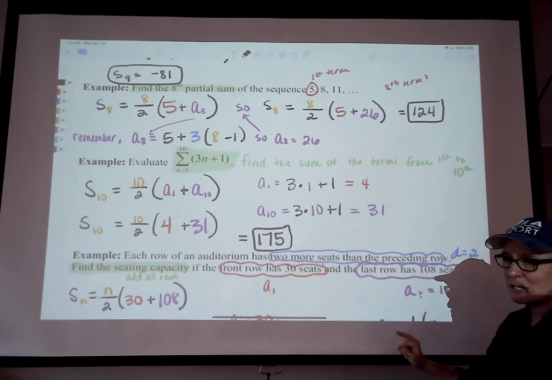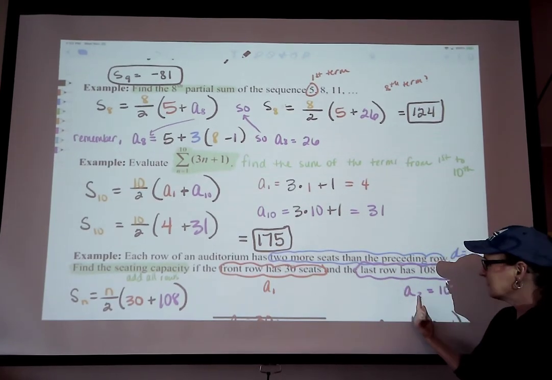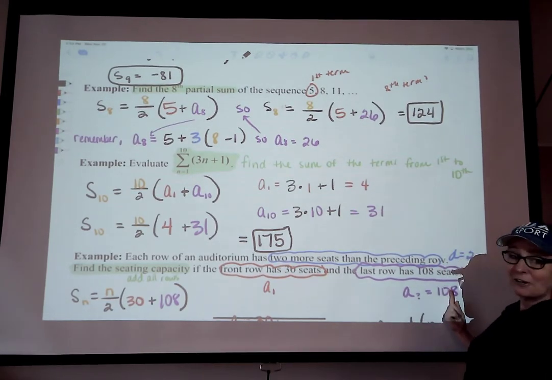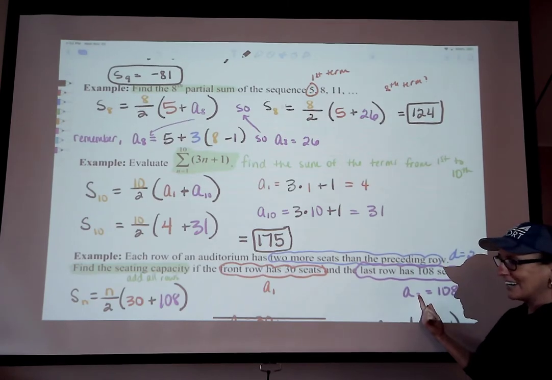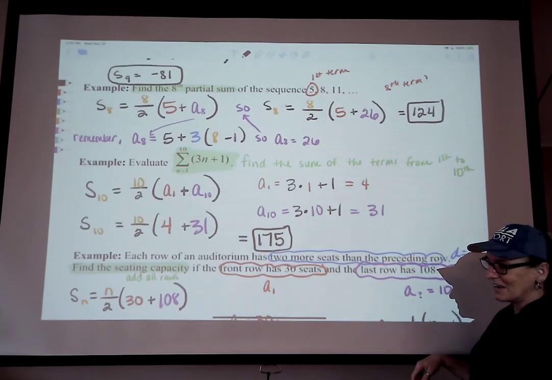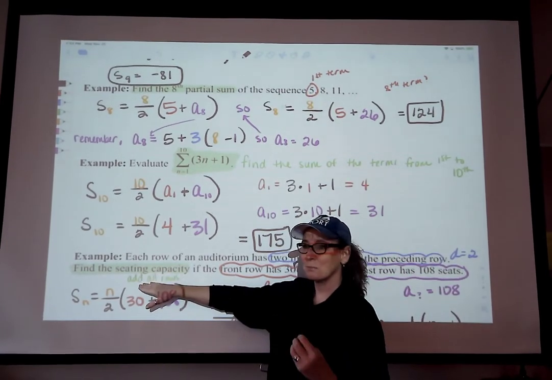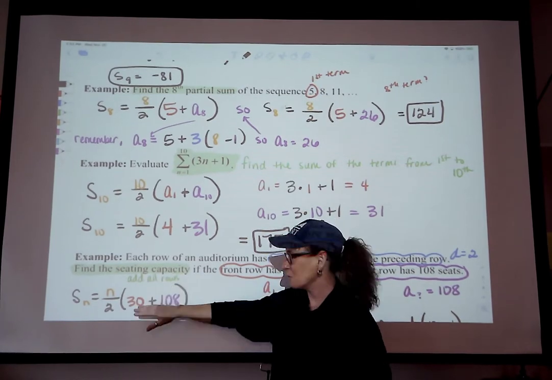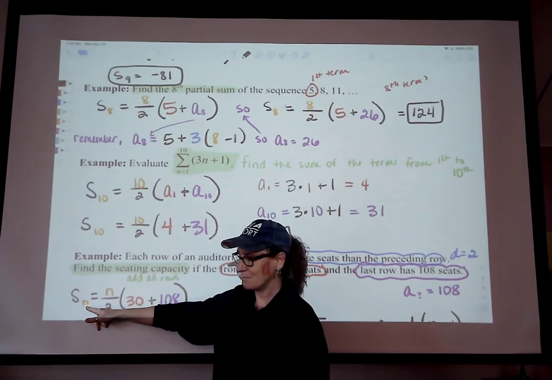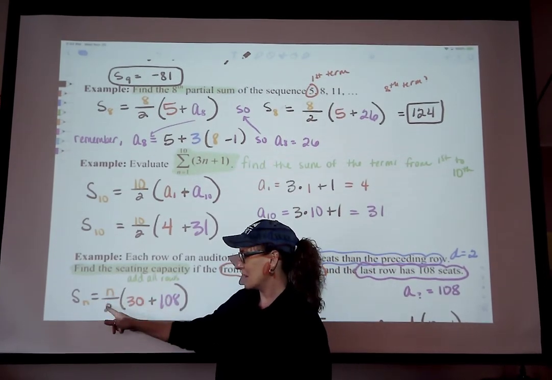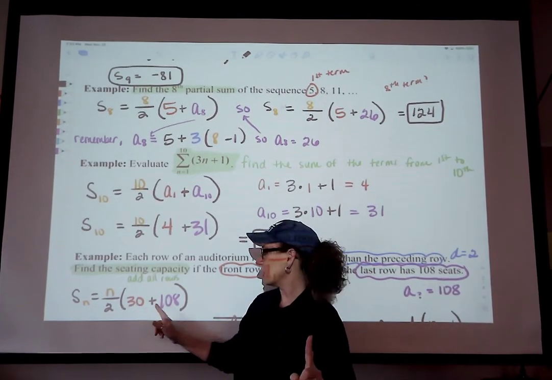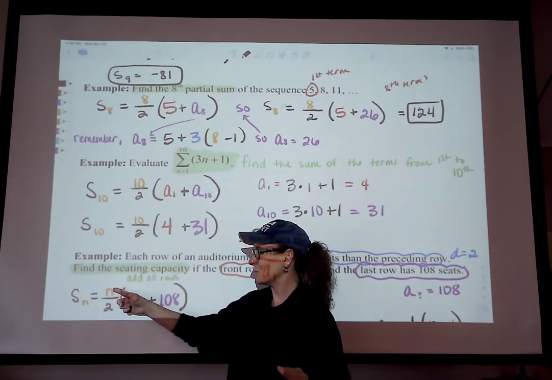Good information, but I'm not quite sure how to write it. A sub something. I don't know what that is. But it's 108. However many rows there are, the last row has 108 seats in it. Okay? So let's look at the sum formula and let's see what information we have. I need the sum of how many rows? We don't know this. That's in the formula. How many are in the first one? I got that. It's 30. How many are in the last one? I got that. It's 108. This is what I don't know.